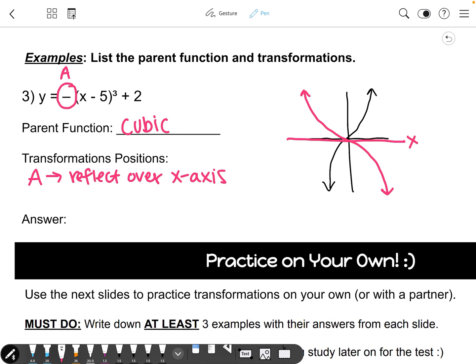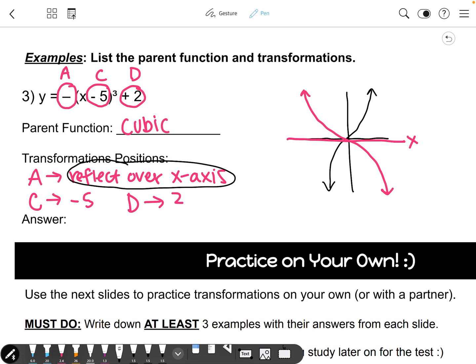But I'm not done. They added a 5 and a 2. So let's look at this 5. The 5 is on the inside of the parentheses, so that tells me that's my C value. It is a -5, and then this plus 2 is on the outside of my parentheses, so that's going to be a +2. Now we can put all the pieces together. We already know we were reflecting it over our x-axis, so that's number 1. The second one, I have a -5. Remember, C goes left and right and does the opposite, so I'm moving actually to the right 5.